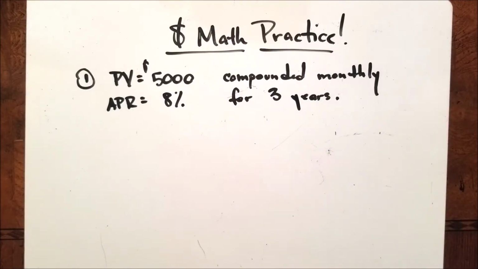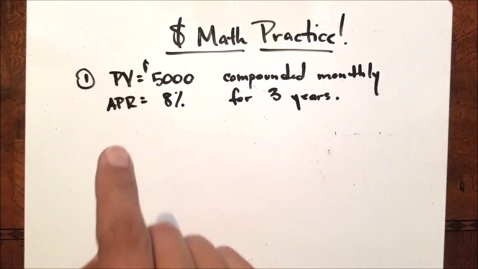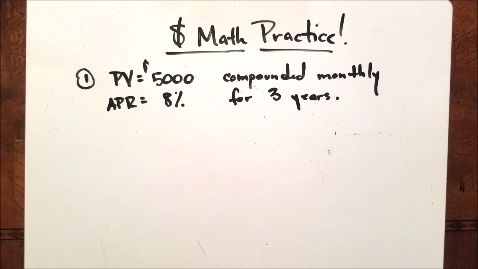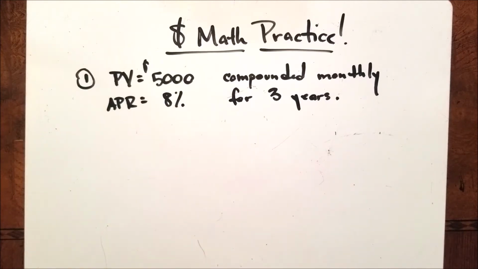Okay, here we go. We've got a couple of practice problems here to see if we can clarify some things. Our first practice problem has a present value. We have an initial investment, some start money, $5,000. We're going to invest that, getting paid an interest rate of 8% compounded monthly for 3 years. How much money do I end up with after these 3 years?